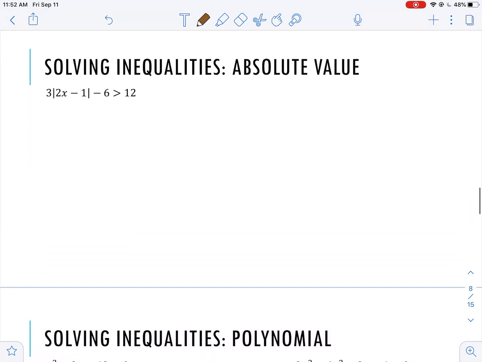Absolute value inequalities: you need to get the absolute value by itself, so we can add 6 to both sides. And so 3 times the absolute value of 2x minus 1 is greater than 18. We still need the absolute value by itself, so we divide both sides by 3. So the absolute value of 2x minus 1 is greater than 6.